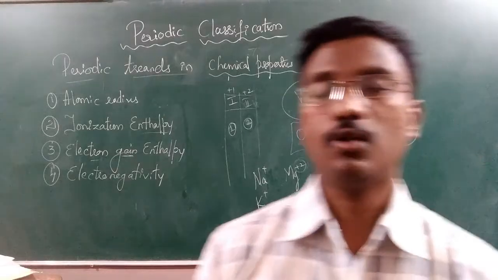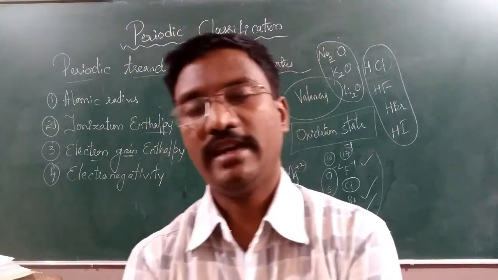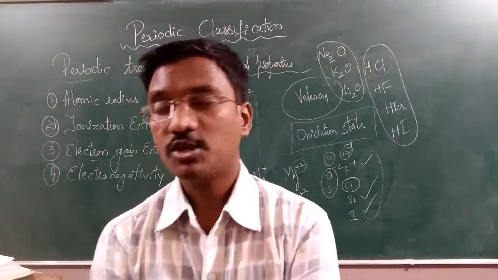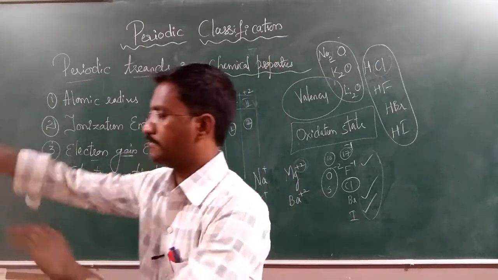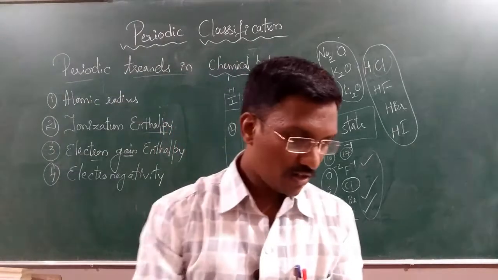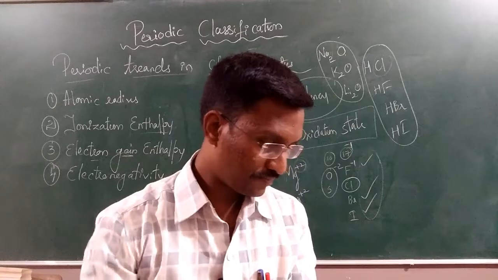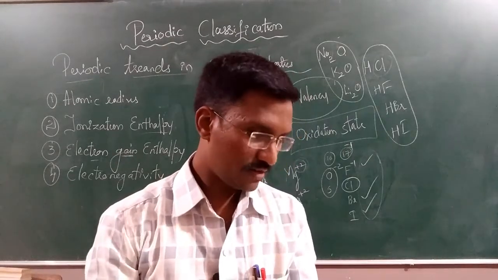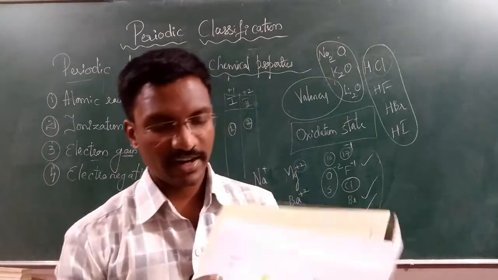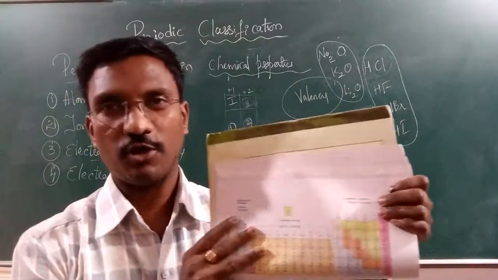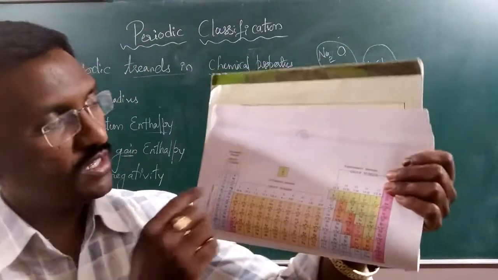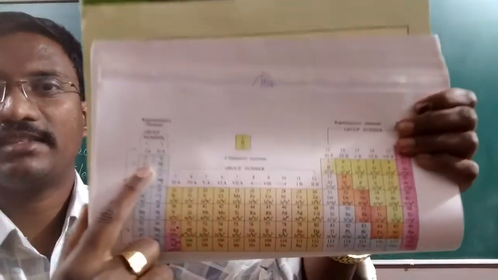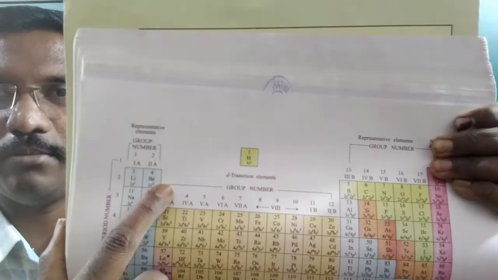One more thing: what is the diagonal relationship? It is not very important, but it will be asked. Diagonal relationship is nothing but what? Look here, the modern periodic table has 7 periods and 18 groups. I will try to make it clear for you. In the second period, lithium and beryllium are there.